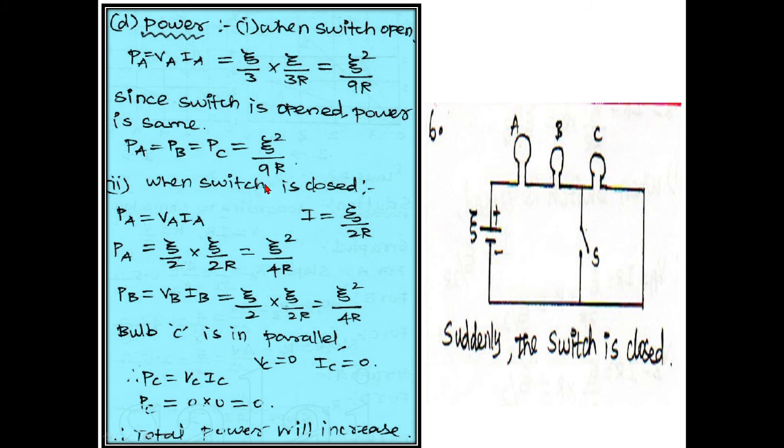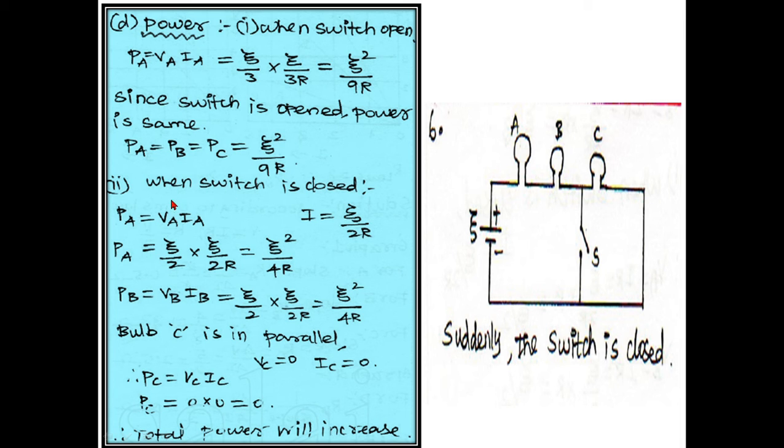The next and last question is power. When the switch is open, what is the formula for power? Power is equal to potential difference into current. That means P is equal to VI. Here for lamp A, PA is equal to VA into IA. What is the value of VA? ψ by 3, into IA, the value ψ by 3R. So ψ squared divided by 9R. Since the switch is open, the power is the same: PA is equal to PB is equal to PC is equal to ψ squared divided by 9R.